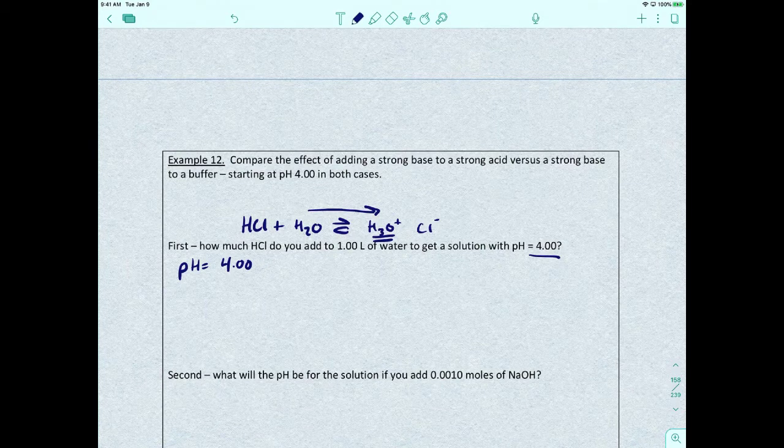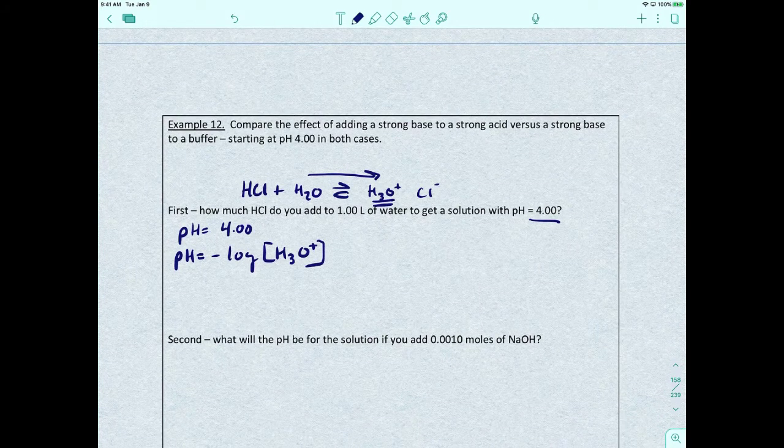All right, so we know pH by definition is equal to the negative log of the concentration of H3O+. And if we were solving for the concentration of H3O+, the concentration of H3O+ would be equal to 10 raised to the minus pH, or 10 raised to the negative 4, which would be 0.0001 molar.